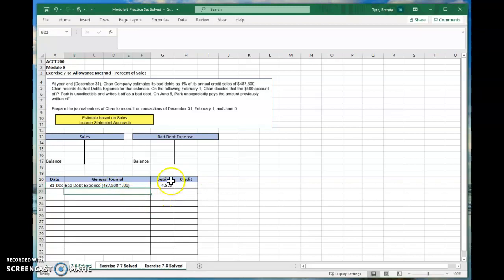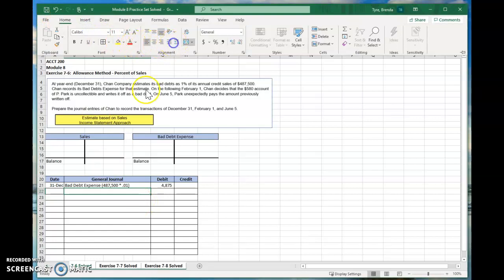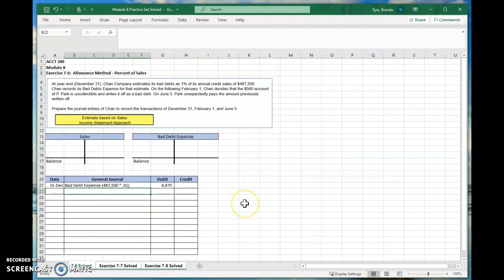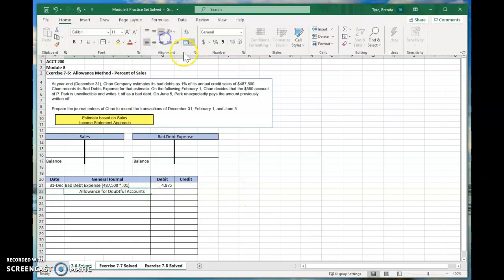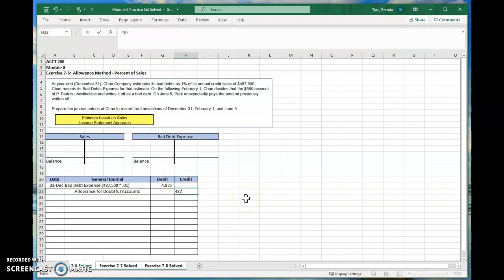We have not tied this amount to any specific account like we did in the direct write-off method. This is our estimate of all of our accounts, what might not be collected. So we're going to use that new contra account. And the name of that account again was called the Allowance for Doubtful Accounts. That credit amount will be the same, $4,875.